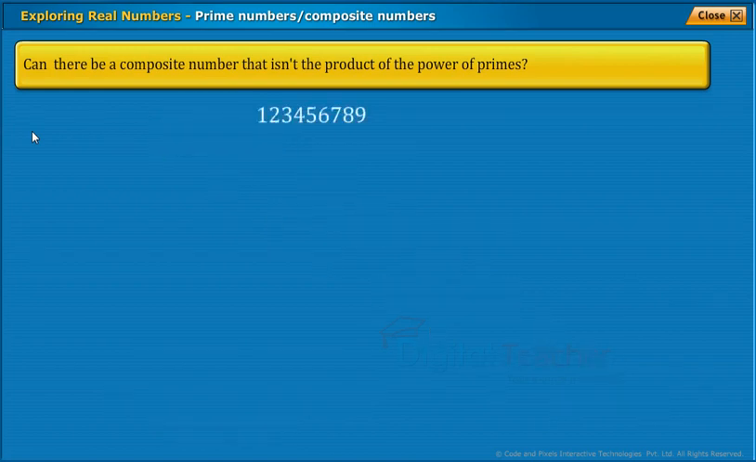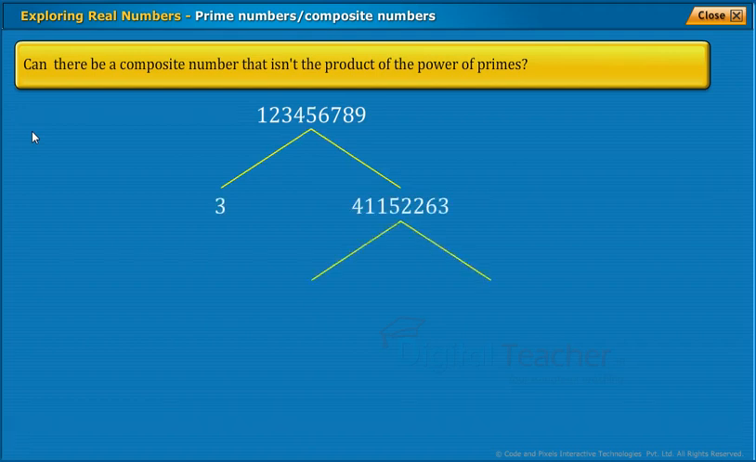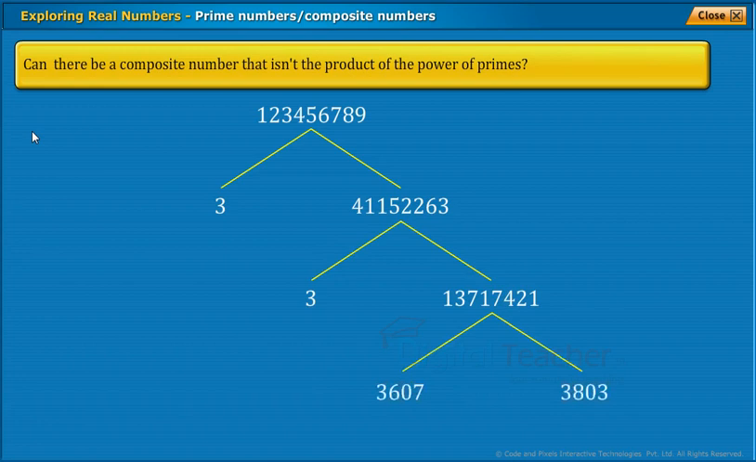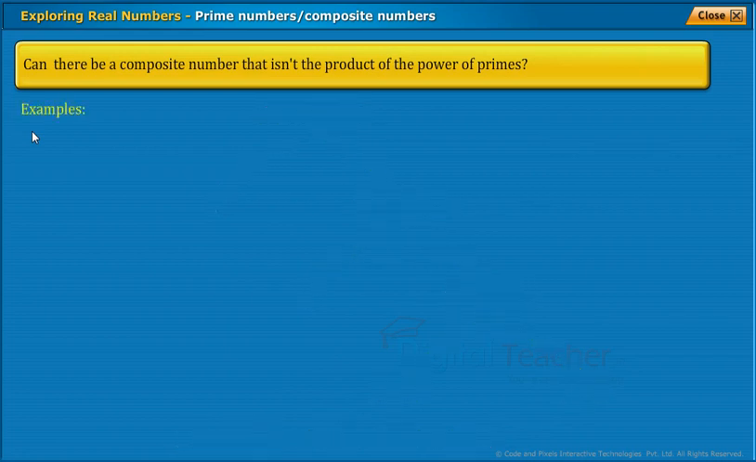Let us try with another number, 123456789. This can be written in the following form as shown. Here the numbers 3803 and 3607 are primes. By this we can see that a composite number can be written as the product of primes. Here are some examples as shown on screen.